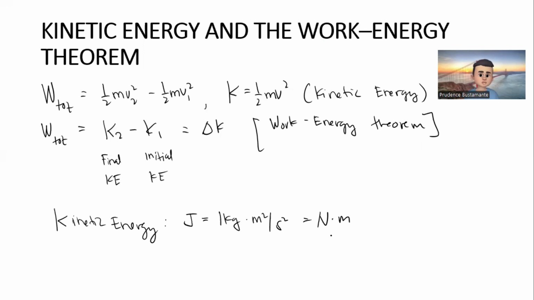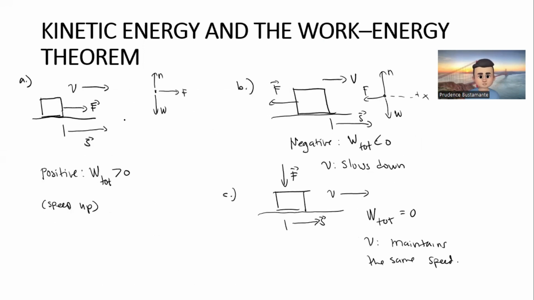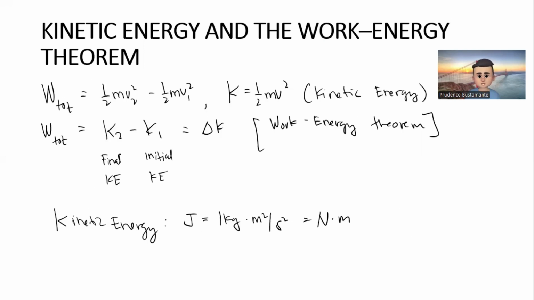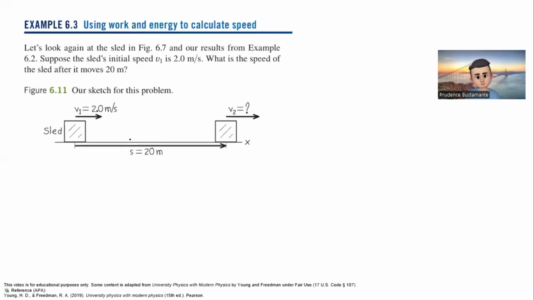So we have the work total is just equal to the change of the kinetic energy. We define that if the work total is positive, greater than zero, then our particle will speed up. If our work total is negative, our particle will slow down, and if our work total is zero, it maintains its speed. And we've derived that the work total is equal to the change of the particle's kinetic energy, where the kinetic energy is equal to 1 half mv squared. Let's apply this to a problem.